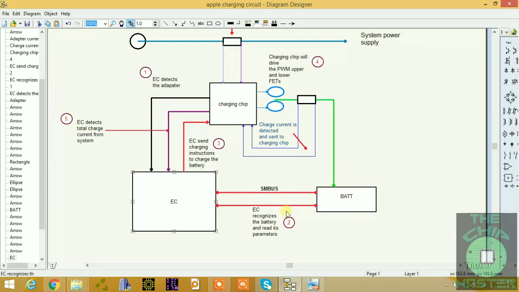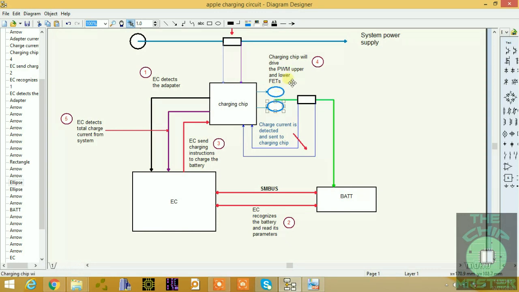After this is complete, the next step is that the EC will send charging instructions to charge the battery. Nowadays you have newer notebooks where the charging IC are completely SM bus. The EC manages the charging of the battery, and this charging instruction is sent from the EC to the charging IC. Once the EC gets the presence of the adapter and detects the battery, it will send the charging instruction. Then the charging chip will drive these two MOSFETs.